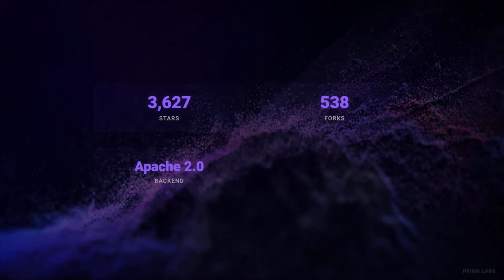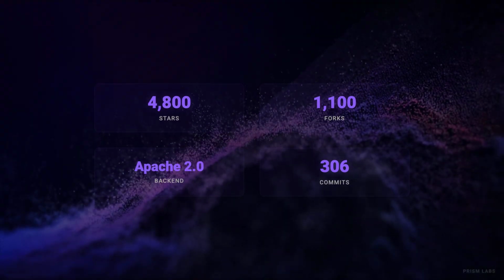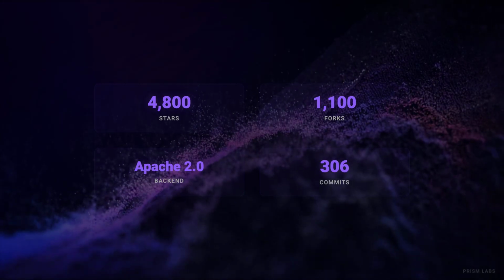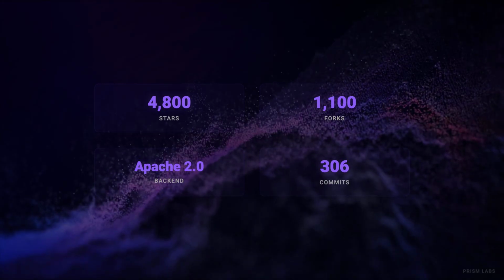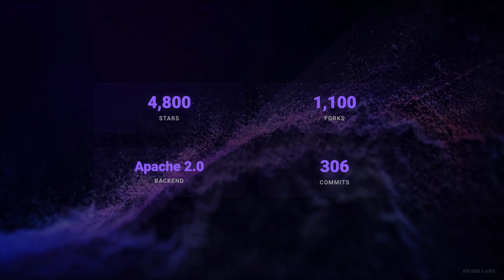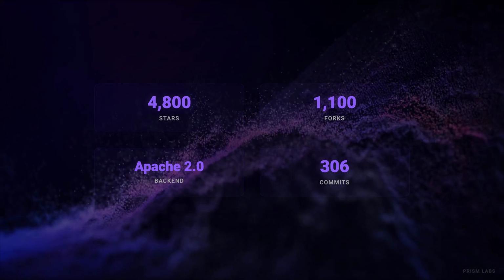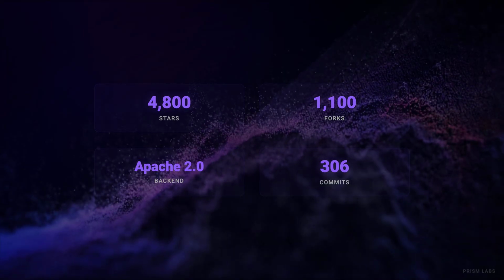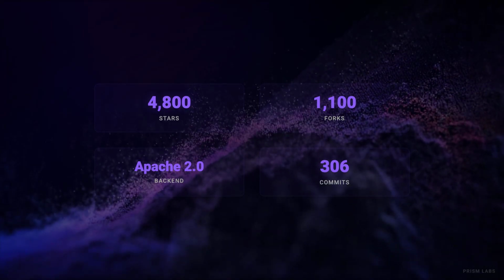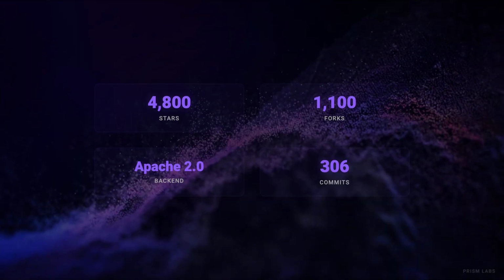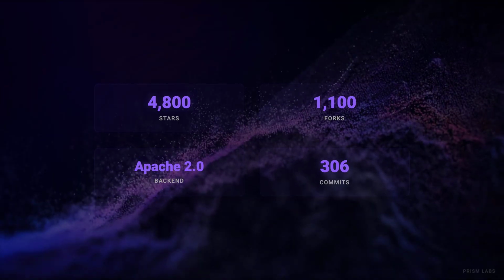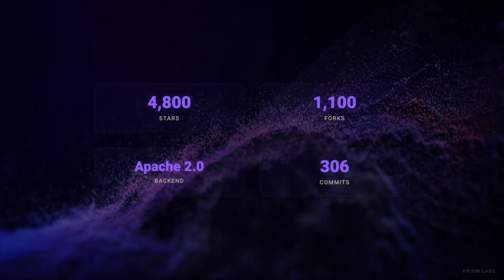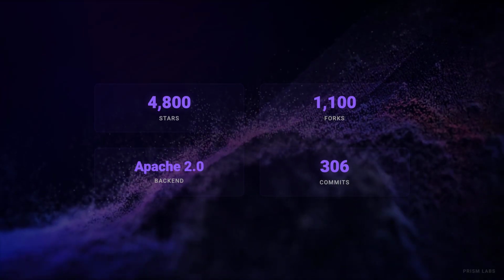Project stats: 4,800 stars and 100 forks on GitHub. Backend is Apache 2.0, fully open source. The frontend ships under a source available license, free for personal and non-commercial use. Commercial deployments need a license. 306 commits on the main branch with active development across English, Chinese, Japanese, Korean, Thai, Vietnamese, and Arabic READMEs. No semver tags yet. Distribution is Git head plus Docker Compose.